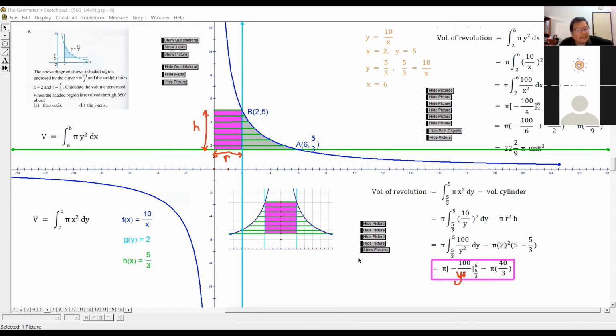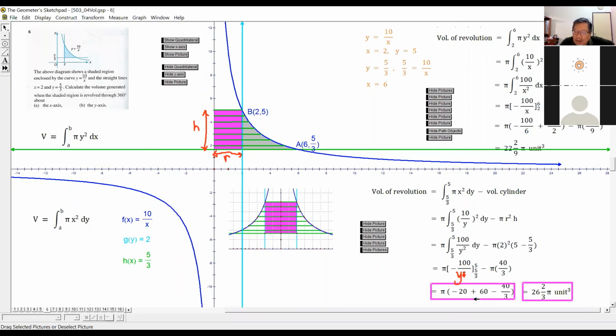Last part, you substitute in the numbers. Substitute in 5, it is negative 20. Substitute in 5 over 3, it is positive 60. Then minus 40 over 3. The 40 over 3 comes from the cylinder. Negative 20 comes from the upper limit. Positive 60 comes from the lower limit. So using your calculator to evaluate, you have 26 and 2 over 3 pi.